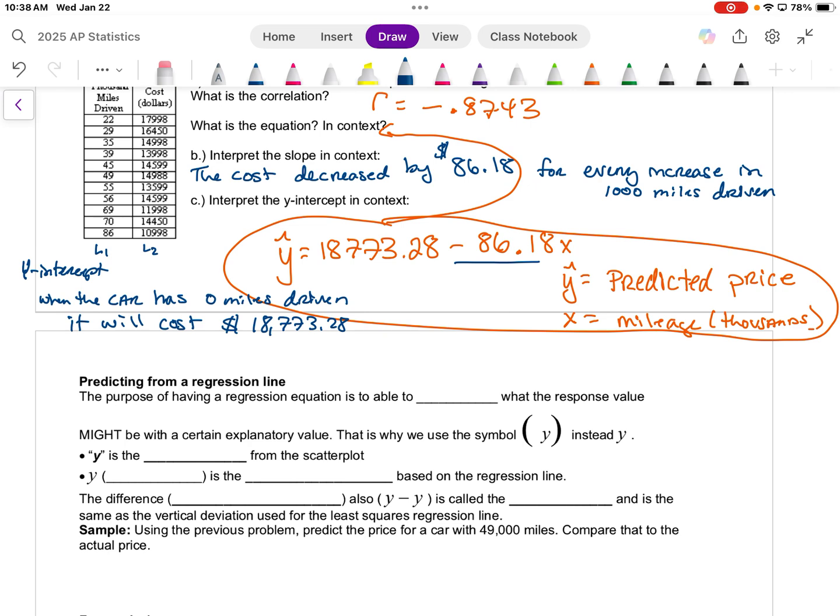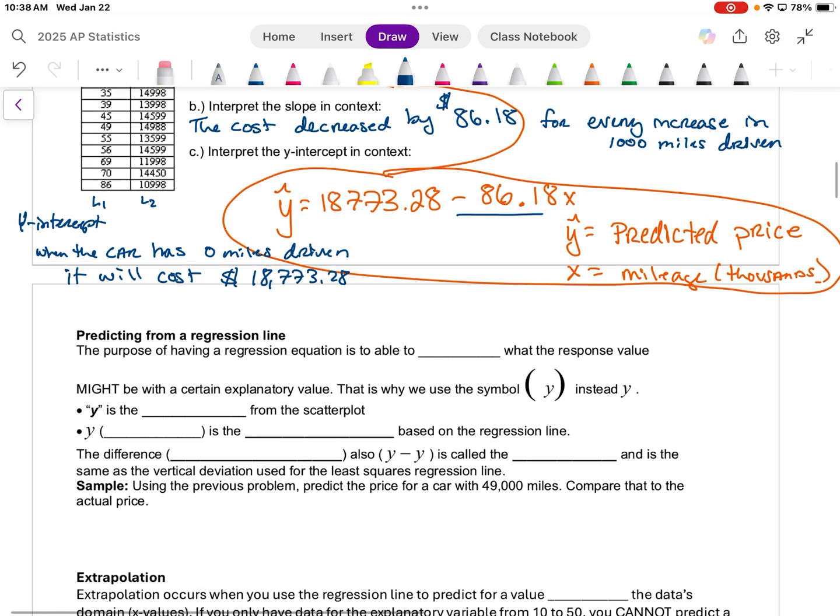So, all right. Next part, predicting from a regression line. The purpose of having a regression line is to be able to predict the response variable. So we're trying to predict the response value, basically predicting what it might be with a certain explanatory variable value.